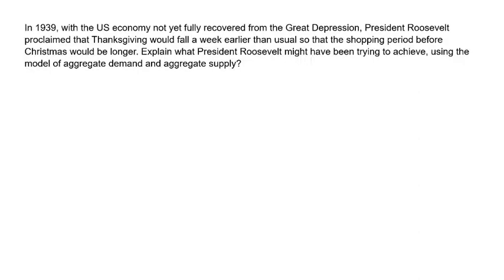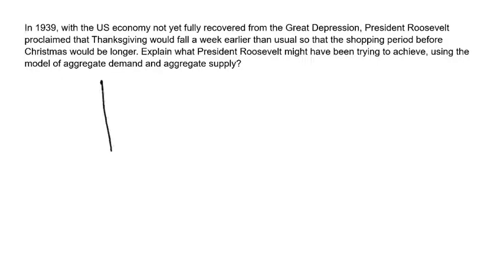In 1939, with the U.S. economy not yet fully recovered from the Great Depression, President Roosevelt proclaimed that Thanksgiving would fall a week earlier than usual, so that the shopping period before Christmas would be longer. Explain what President Roosevelt might have been trying to achieve using the model of aggregate demand and aggregate supply.